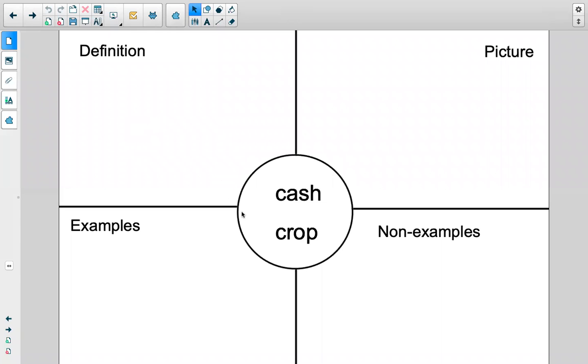Okay, boys and girls, now we're going to look at something that is called the Frayer model, okay? And this is where you put a vocabulary word in the center of your page. And in one box, you have the definition, you can draw a picture, you list examples, and you list non-examples, okay? So you also have a copy of this in your note page, okay? So let's think about cash crop. If we look back at our note page, we already know the definition of a cash crop, correct?